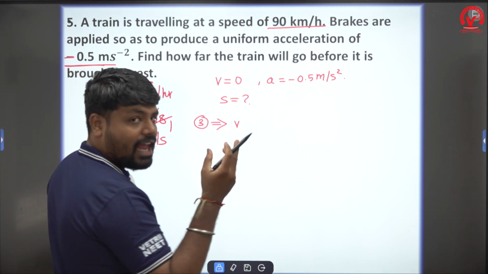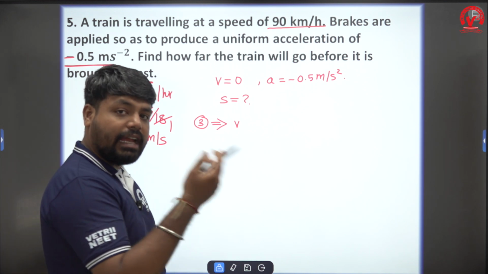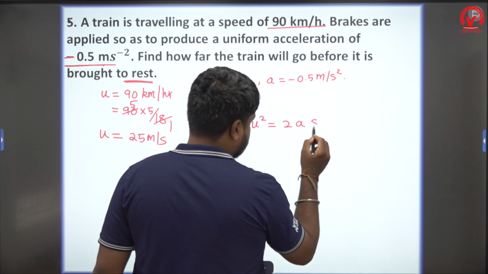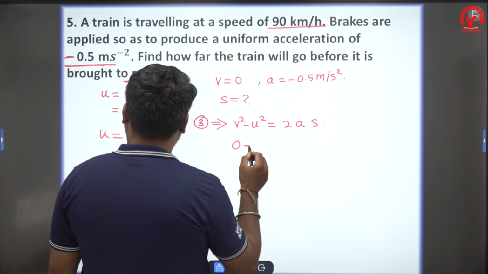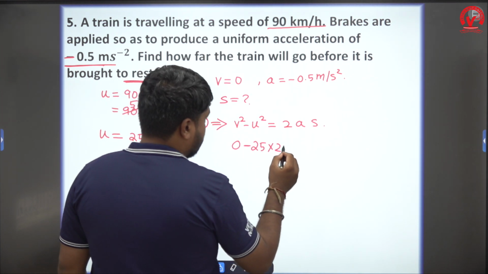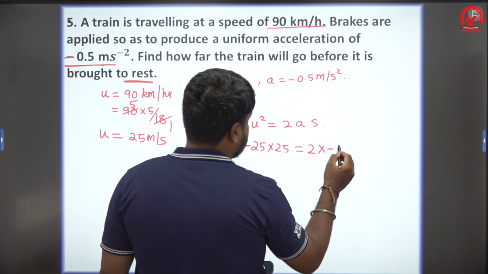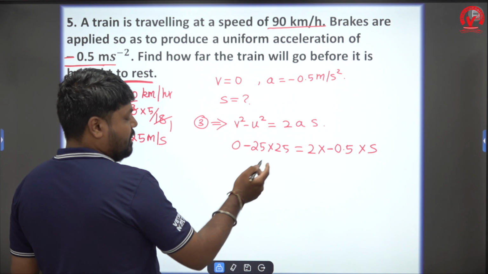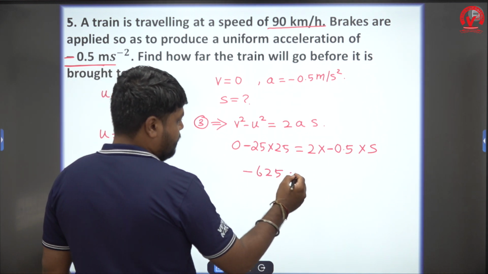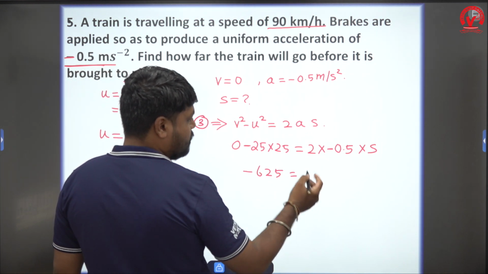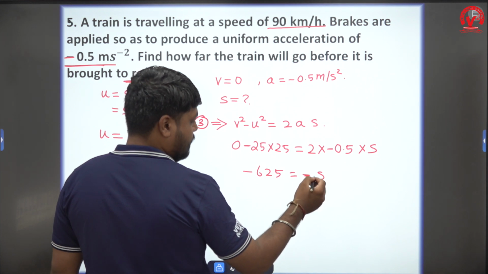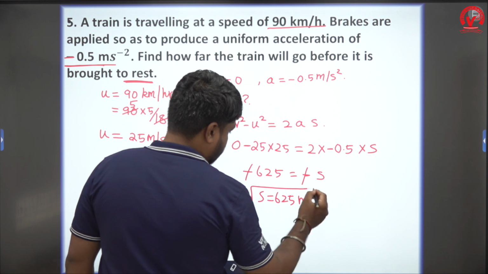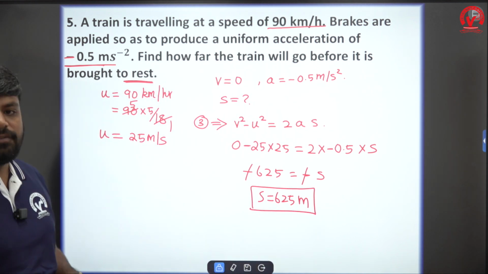We don't have the value of time, so we cannot use the second equation of motion. So v square minus u square is equal to 2as. So 0 minus 25 into 25 is equal to 2 into minus 0.5 into S. Minus 25 into 25 is minus 625. 2 into 0.5 is 1, so minus 625 is equal to minus S. Minus minus cancel. S is equal to 625 meter.